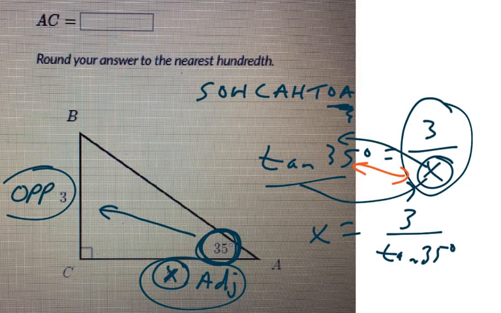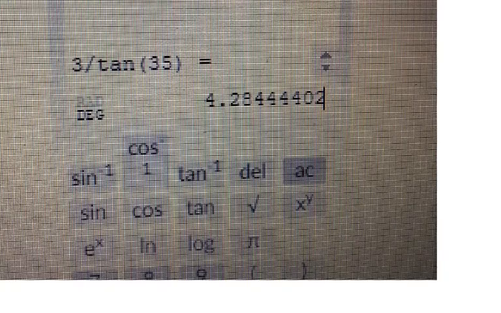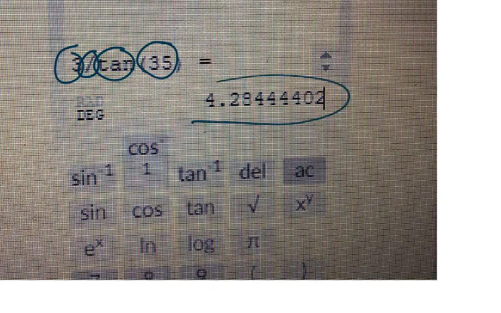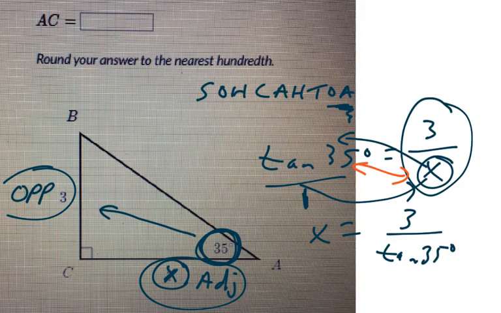Now, if you don't like that little trick, guys, just remember you could put a 1 here and cross multiply and solve it that way. But I'm going to go straight to the shortcut because I know it. Anyways, so we have to do 3 divided by tangent 35. Here's our answer. The nearest hundredth means 4.28. So guys, 4.28.